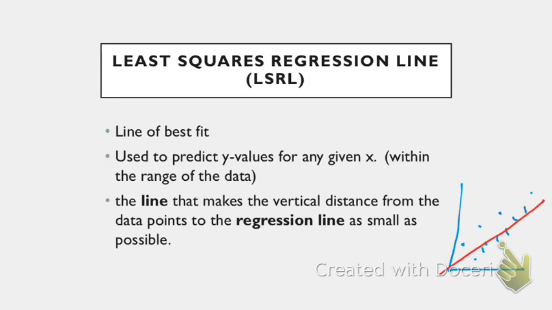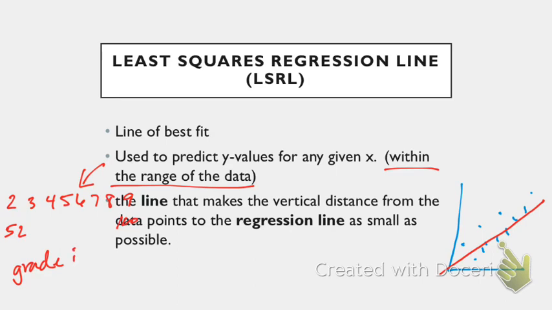Now what it means when it says used to predict y values for any given x within the range of data, this is important because if I took a sample and I was measuring hours of sleep versus your grade on the test. So I took a sample and I had a range where some people got 2 hours of sleep all the way to 9 hours of sleep. And then their grade ranged from like 52 to 100 or something like that. If I asked the question, what grade would a person make? So what is the grade if a person got 17 hours of sleep? Does that even make sense? Like, could I predict that?